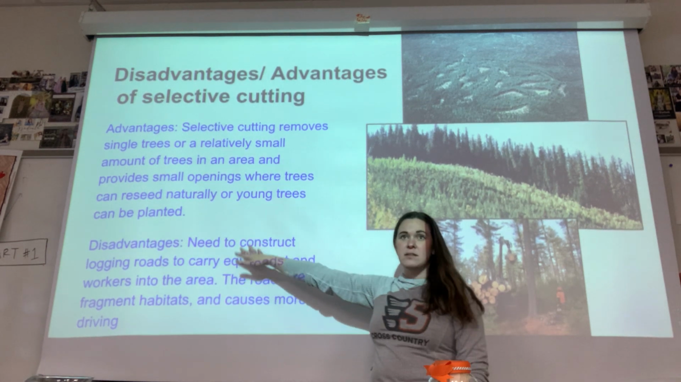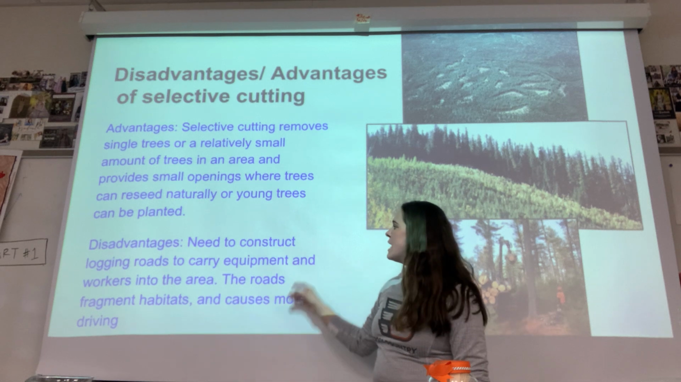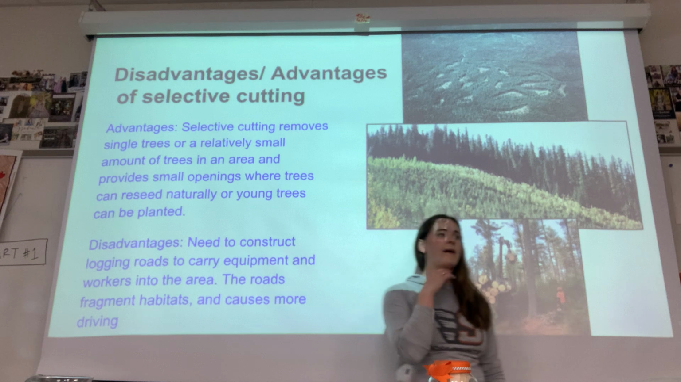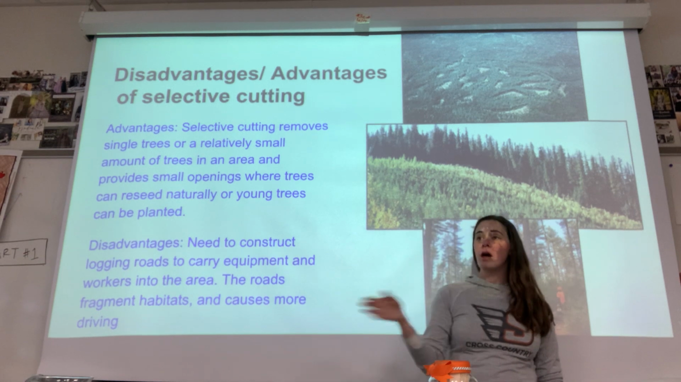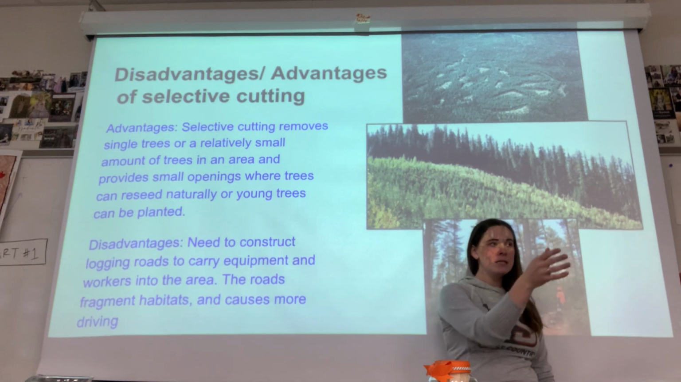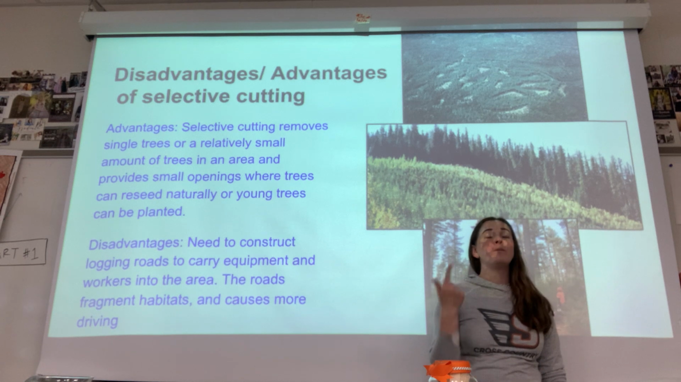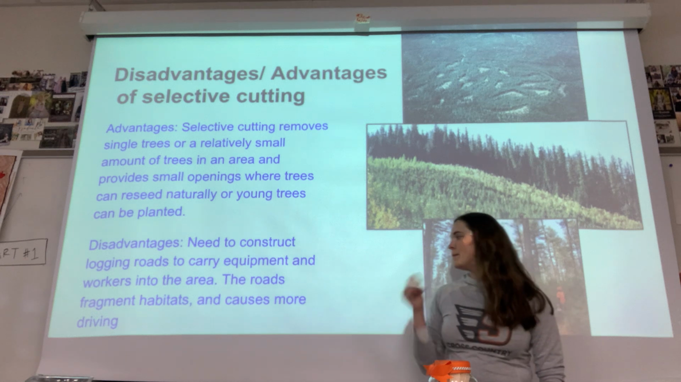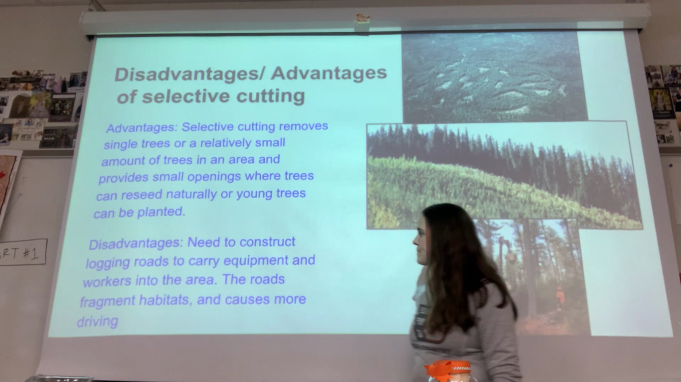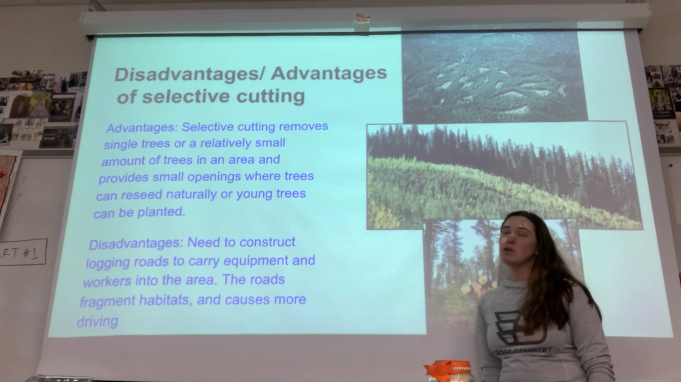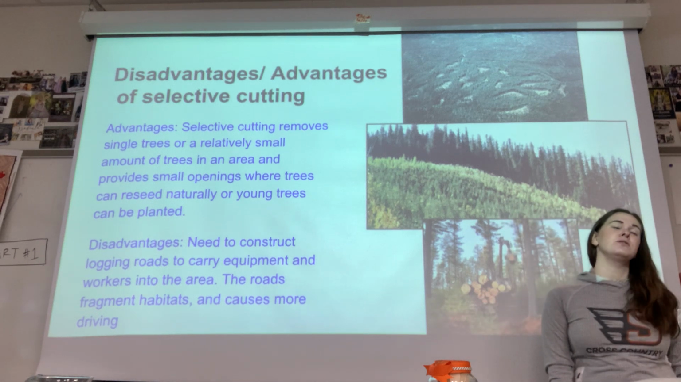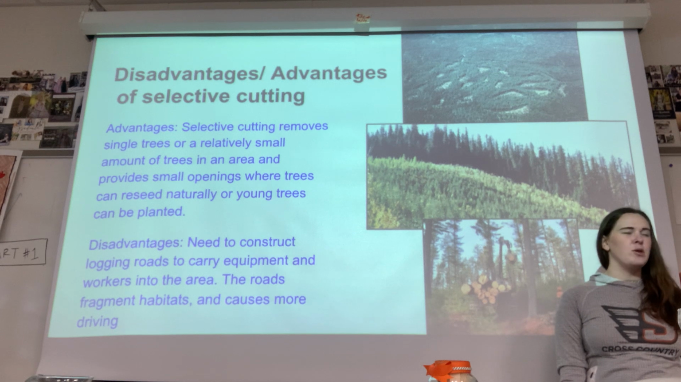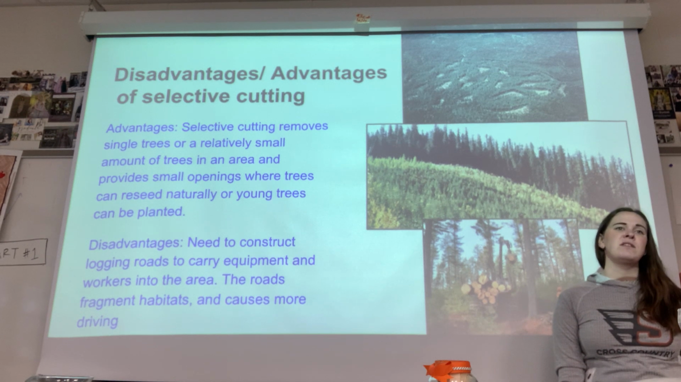The disadvantages of selective cutting is you need to construct logging roads to carry equipment and workers into the area. So we're going to have a lot of habitat fragmentation that way. We're going to have a lot of roads going into and out of different areas, which means building roads and compacting soil and fragmenting habitats. You're also going to have more CO2 production that way because you're going to those places. And the trees that you replant may or may not survive depending on the competition with the other bigger trees.